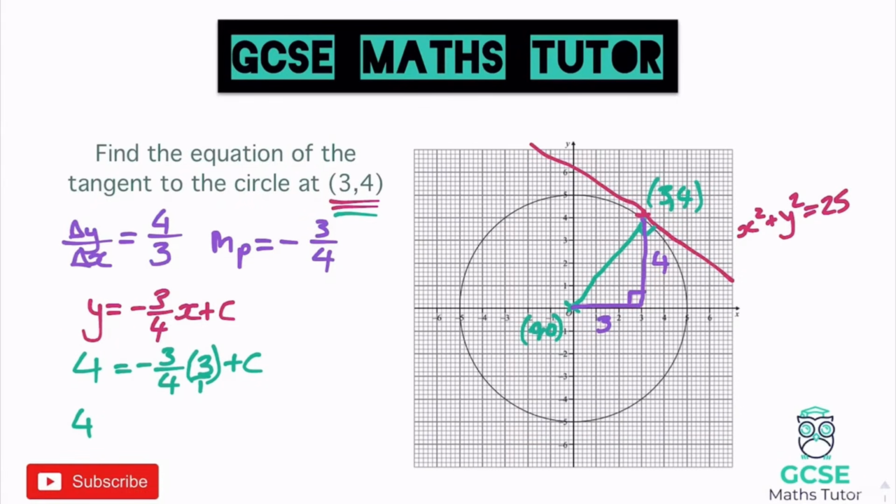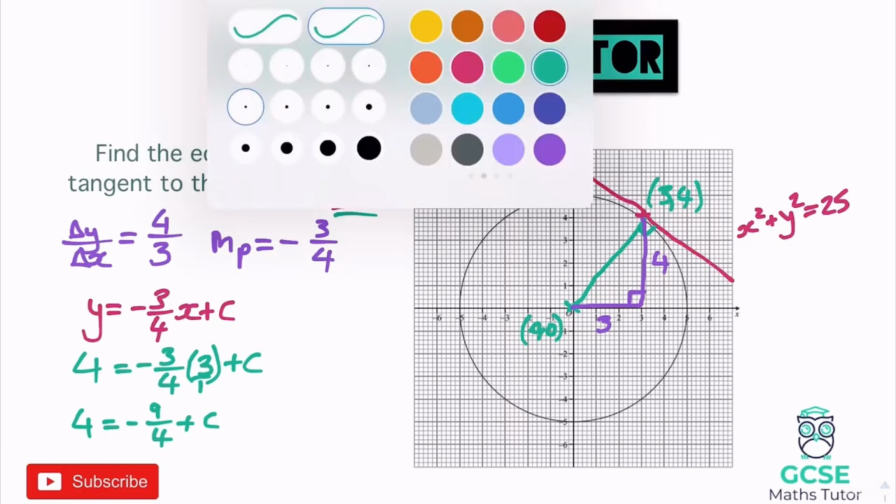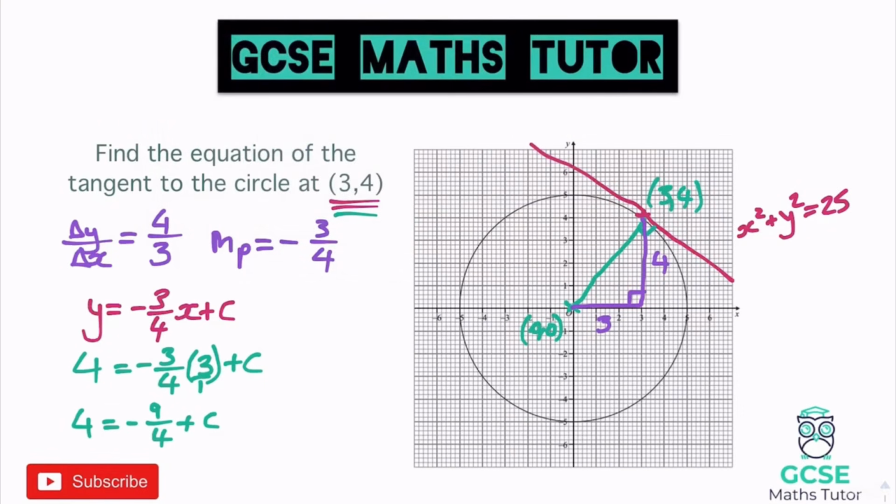So 4 equals 3 times 3 on the top, which is 9, and 4 times 1 on the bottom, which is 4, plus c. There we go, and we just need to tidy this up now to get our value of c. Now just a little side note, obviously whenever you get fractions involved here, if you don't have a calculator, just turn them into a mixed number. So that's negative 2 1/4.